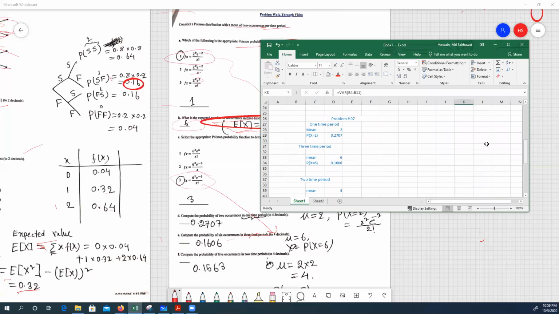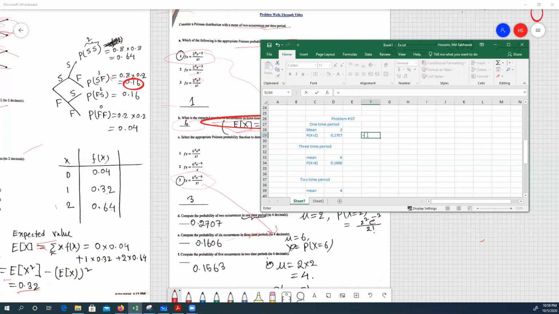Okay, problem number 7. For one time period, the mean is 2. So the mean is here 2, and we have to find the probability of x is equal to 2. So here, how can we find this? You have to use the Poisson function. Okay, you can see here Poisson. So how can you calculate it?